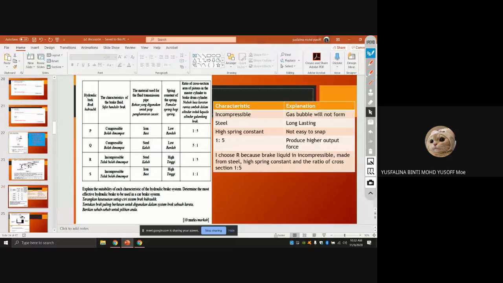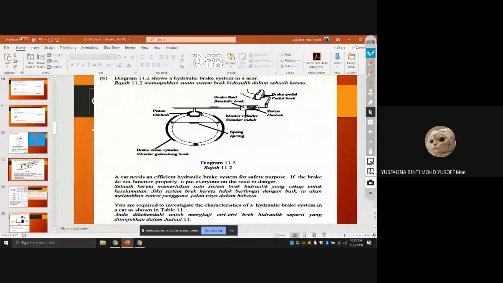And then the material. The material we use is steel, so it is long lasting. And then high spring constant, not easy to snap, or can withstand higher force. And then the ratio for the master piston to the brake cylinder. The master piston is here, and the brake cylinder is here.